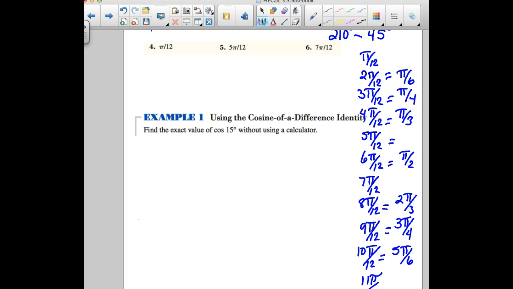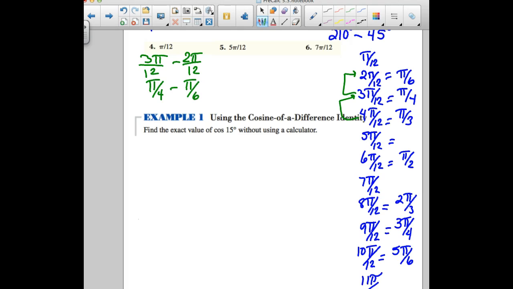For example, I could take 3 minus 2. I could take 4 minus 3. Those all give me a 1. So let's look at this as our easiest one. We would say it is 3 pi over 12 minus 2 pi over 12, or we could say that is pi over 4 minus pi over 6.